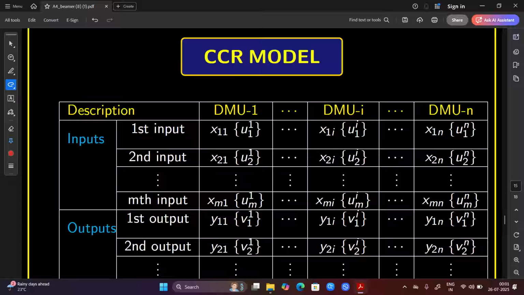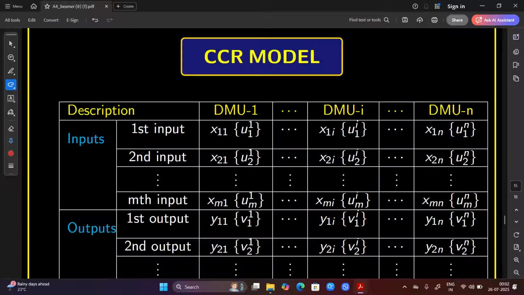Because if they give equal importance, the farmer is thinking that labor is not working so much. If he reduces the labor number, his profit will not be affected. Then what to do? Then the CCR model came into existence. The scientist's name, and in which year the CCR model came, I explained in the previous video.